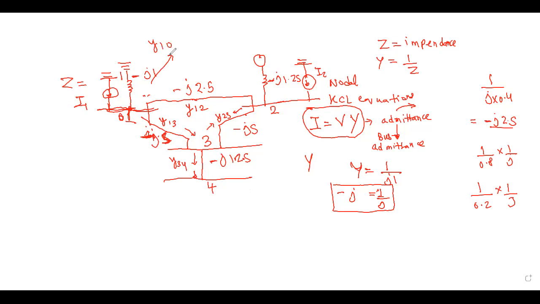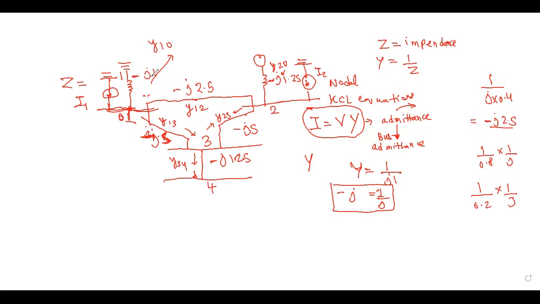Correct. Similarly here, the second node, you have to take the datum here. This is node 2, and this impedance here would be equal to Y20. So Y20 is equal to this part, and Y10 is equal to minus j1. Got it?